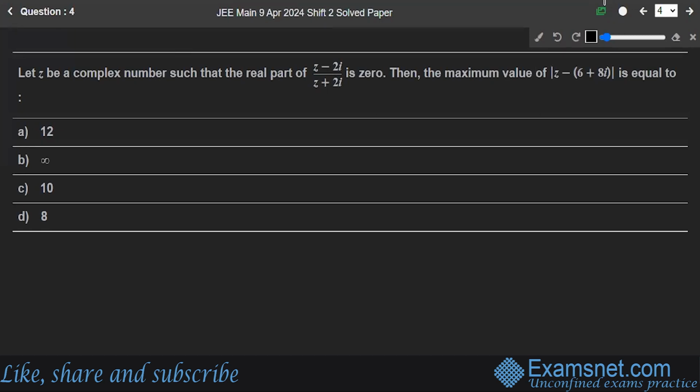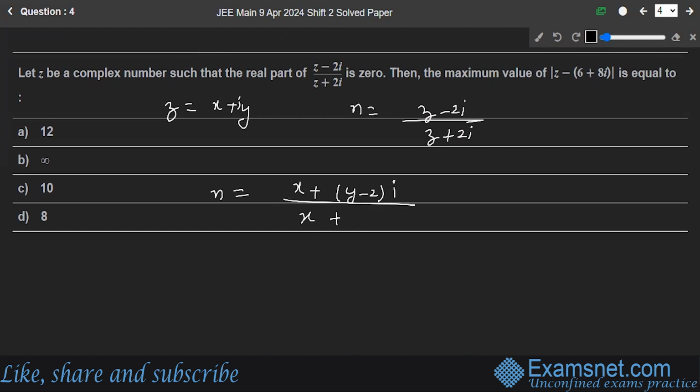Question number 4. Let z be the complex number such that the real part of this is 0. Then the maximum value of this complex number is equal to what? So let's first of all say z is equal to x plus iota y, and let's say this is equal to n, z minus 2 iota upon z plus 2 iota. So your n becomes x plus y minus 2 iota upon x plus y plus 2 iota.